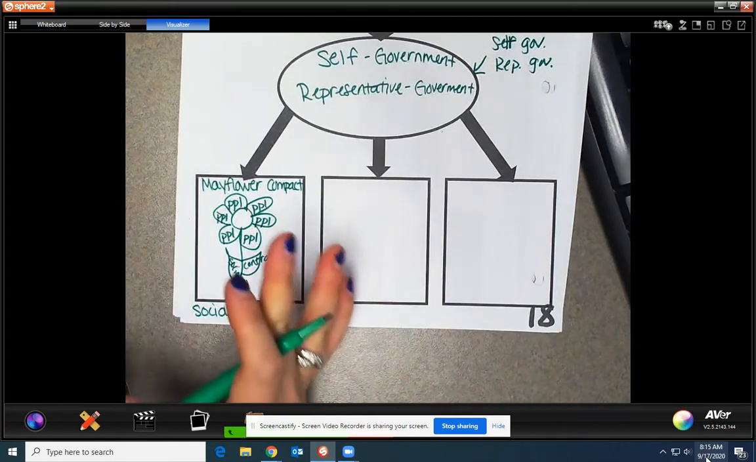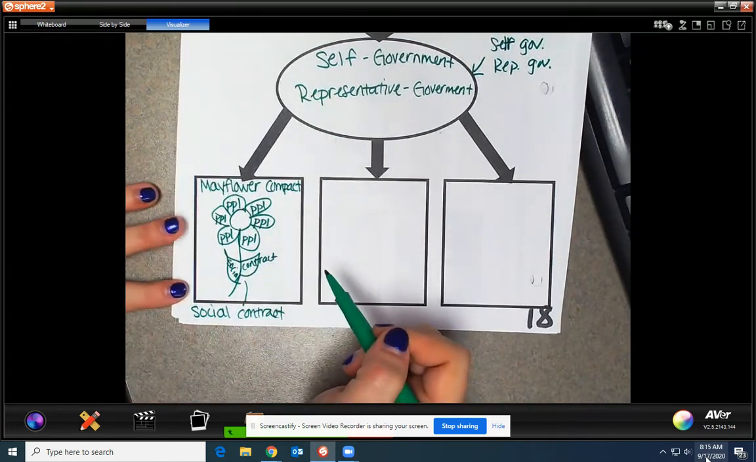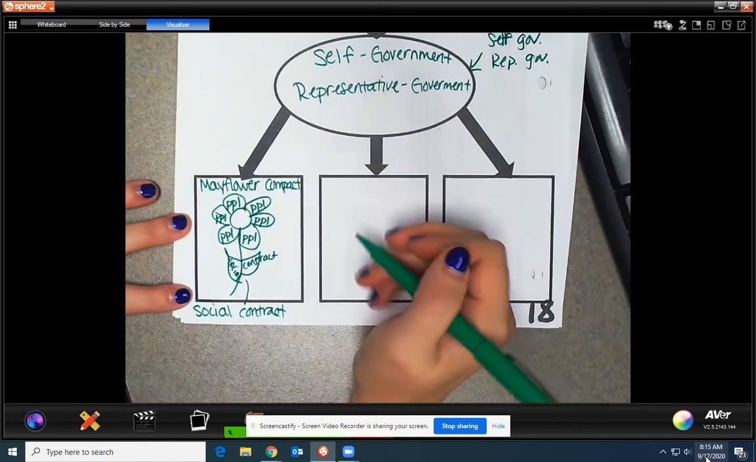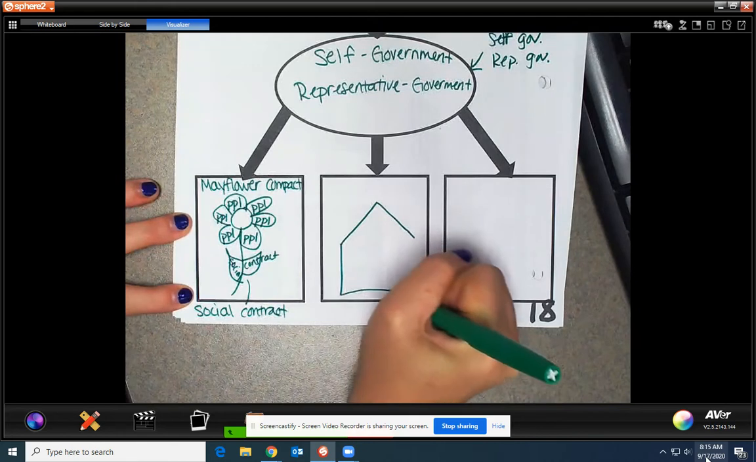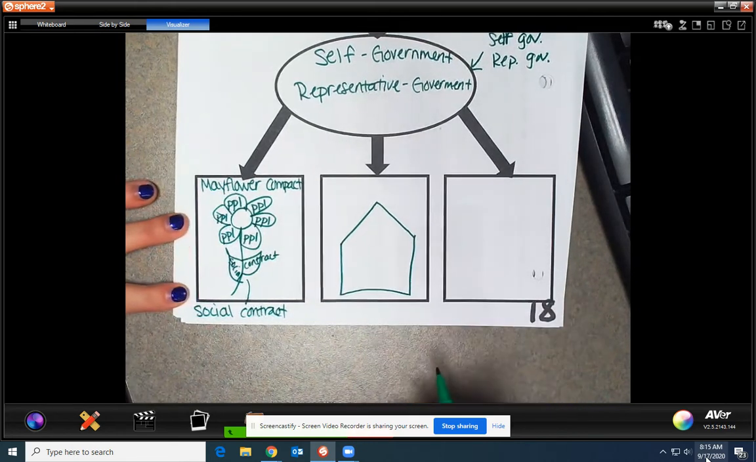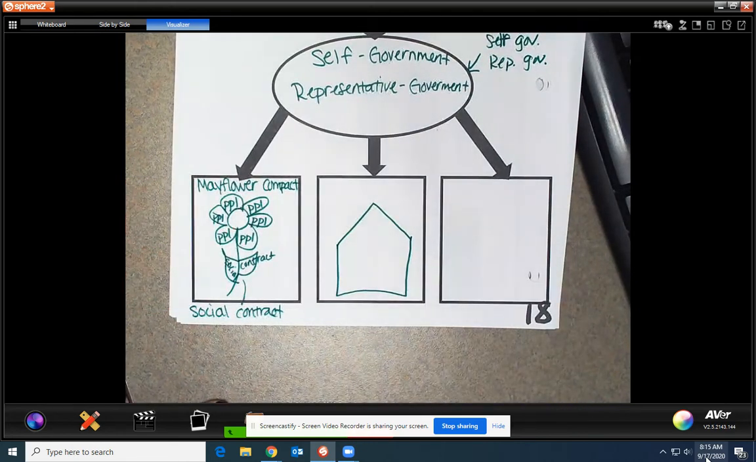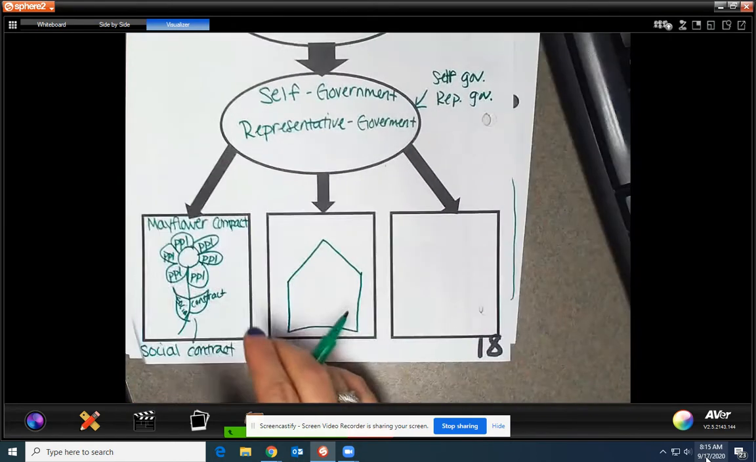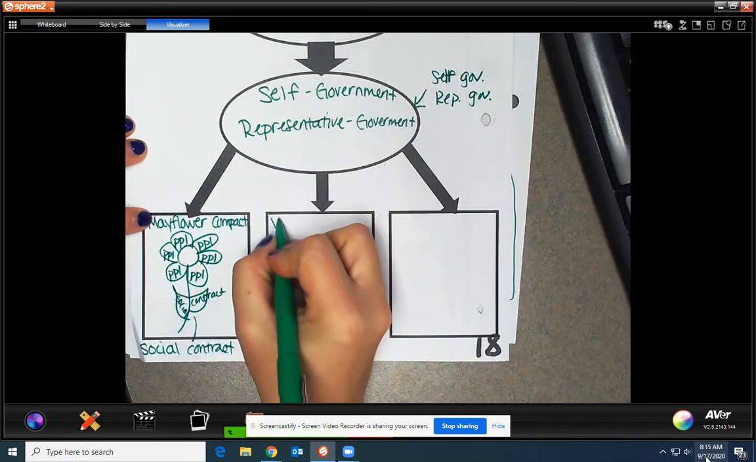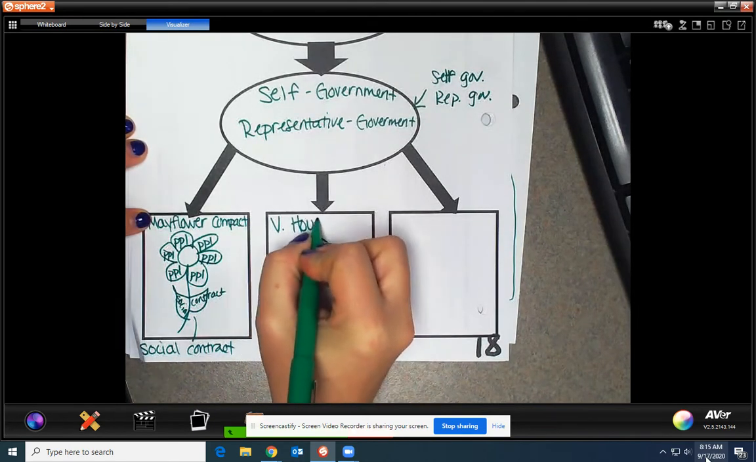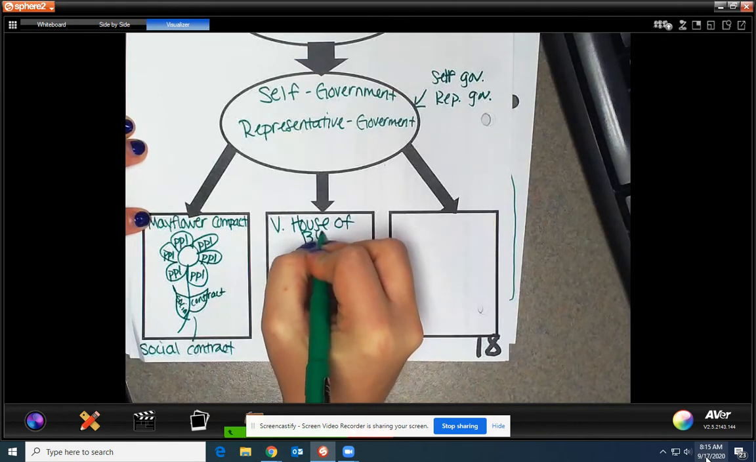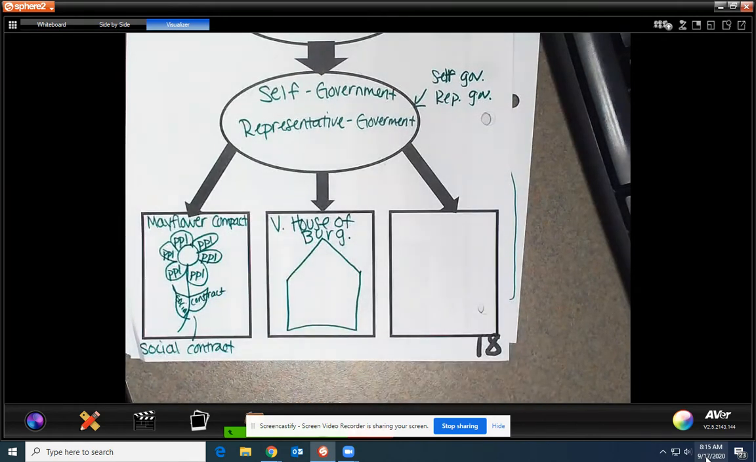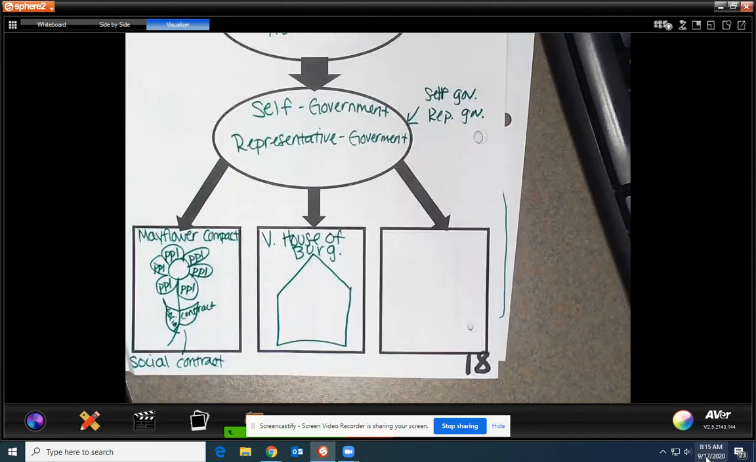Okay, what's another example of self-government and representative government? Our next example is you're going to draw a house. A good old-fashioned house. Okay, here's my house. Our next example is from what we did yesterday. And this is the Virginia House, get it, house, was your house, of Burgesses. And I'm just going to put that short, Virginia House of Burgesses.